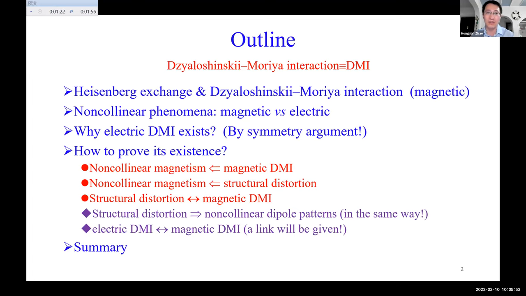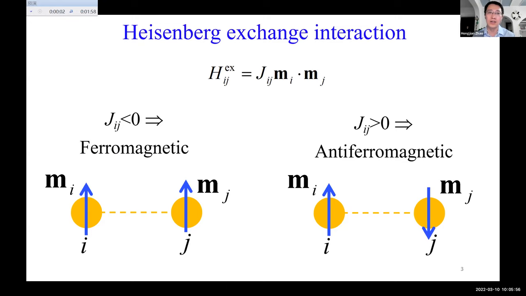Finally, I will make a summary. So first, about the Heisenberg exchange interaction. This is an interaction coupling two magnetic moments. On site i and site j, the coupling strength is given by J.